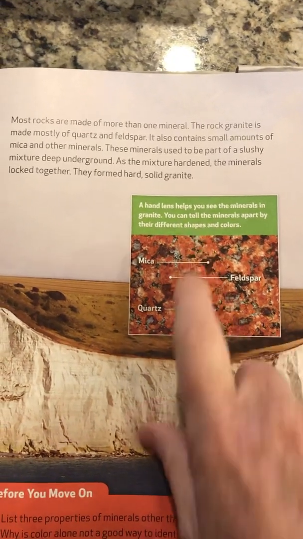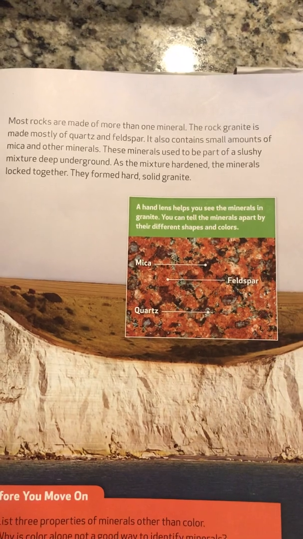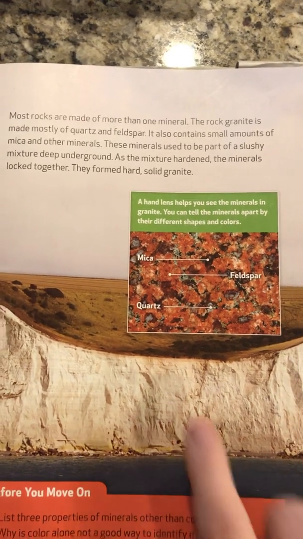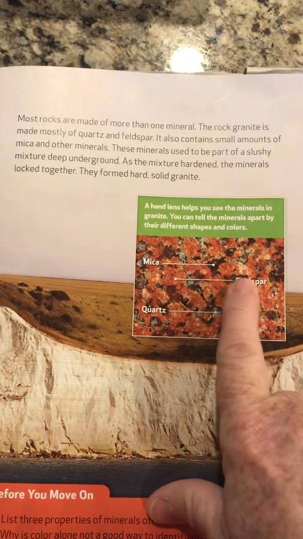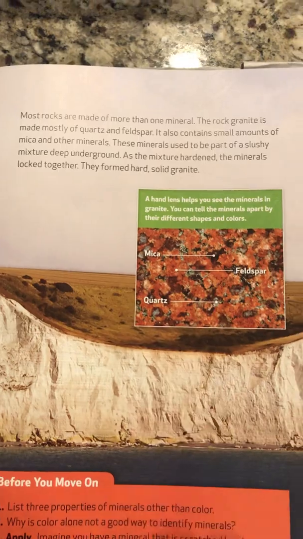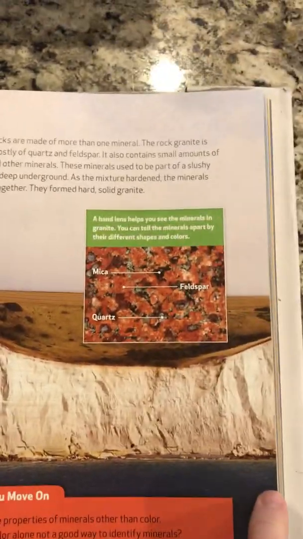So this one says, a hand lens helps you to see the minerals in granite. You can tell the minerals apart by their different shapes and colors. So mica is like black, feldspar is like red, and quartz is kind of like the white. So here is the granite.